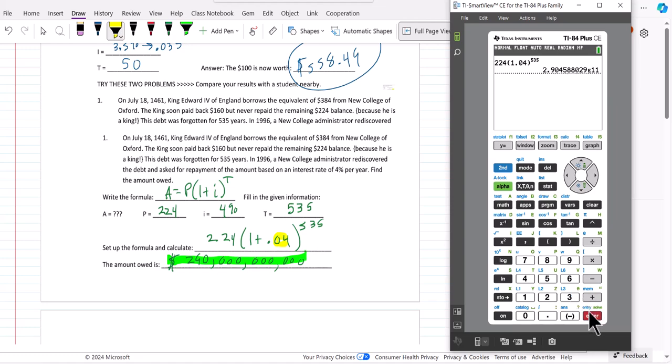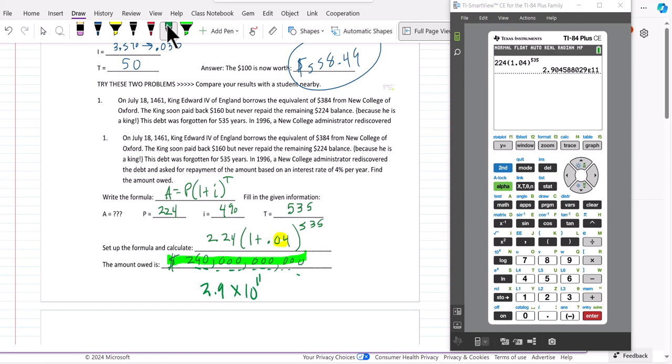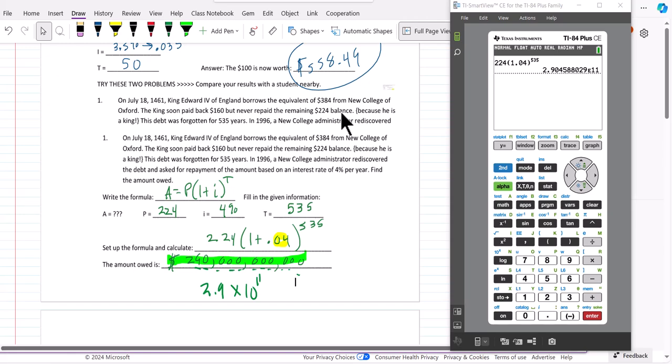So I went ahead and just thought of this as rounded, 2.9 times 10 to the 11th. Then I moved it over 1, 2, 3, 4, 5, 6, 7, 8, 9, 10, 11 places. So that's $290 billion. I like this example because it shows you what happens as interest gets out of control. This $224 has now changed into $290 billion. That's because the 535 is such a big exponent. Okay, does anybody have a question about how that problem worked?